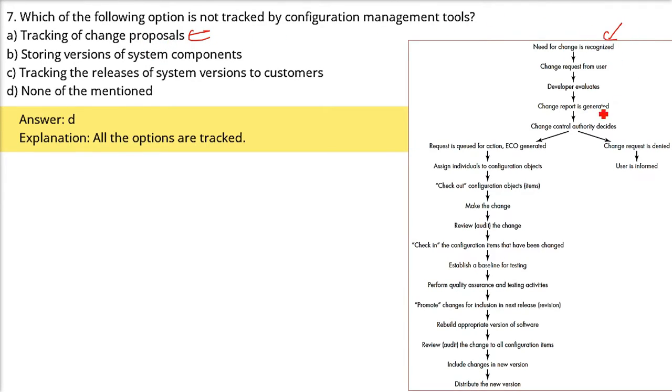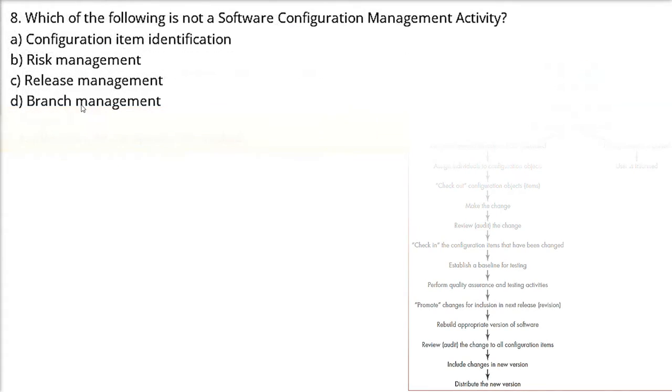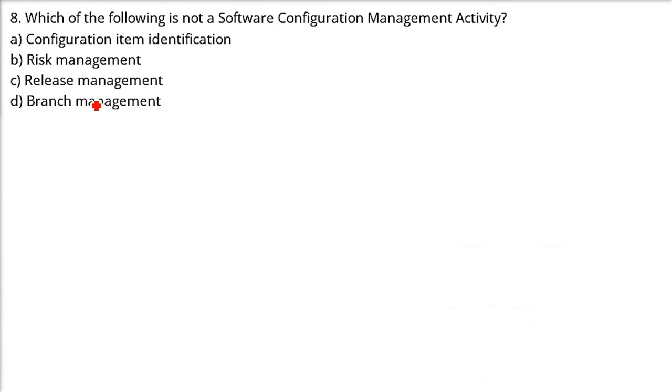I'm just showing here how the change is done. There is a whole process which has to be followed in order to change, or for any kind of request that is being suggested by the user to be incorporated. So tracking of change proposals, storing versions of system components, and tracking the release of system versions to customers, all is the answer. Which of the following is not a software configuration management activity?